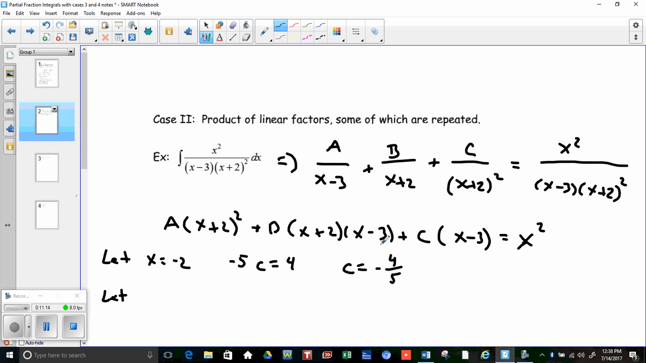All right, let's pick another convenient value since we have our c. Let's pick 3, because that's going to make b and c go away. We'll be able to solve for a. So letting x equals 3, b and c go away, that's going to give us 5 in here, 5 squared. So we're going to get 25a equals 3 squared, which is 9. So a is going to be 9/25.